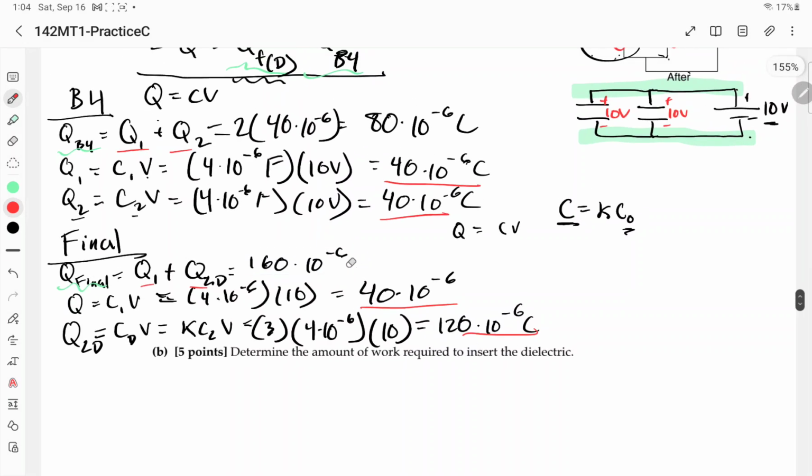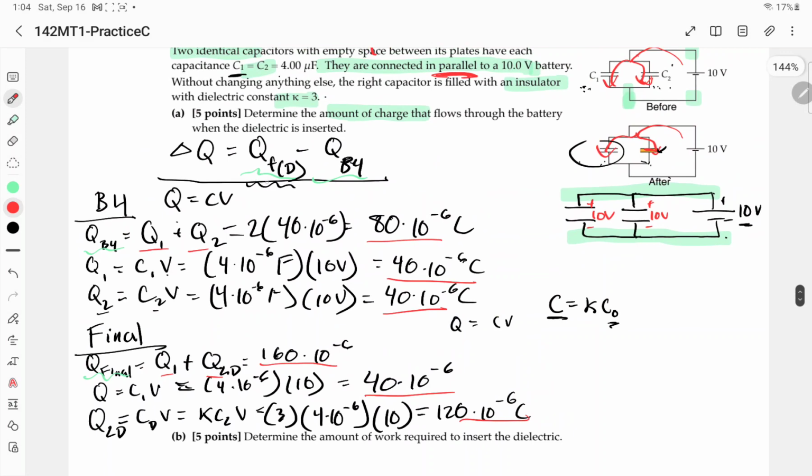Perfect. Well, this is not the final answer. This is just a highlighted answer. So now we know that the difference should be the final minus the initial, right? So now we can go back here and say the final is 160 times 10 to the negative 6 minus 80 times 10 to the negative 6. So our change in Q is equal to specifically 80 times 10 to the negative 6 coulombs. So this is your final answer.